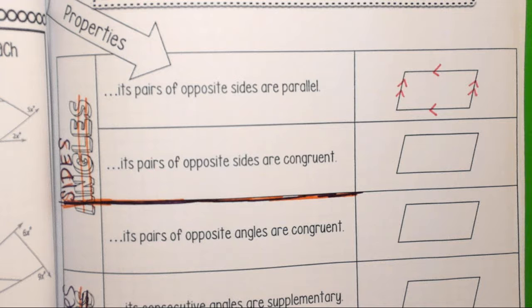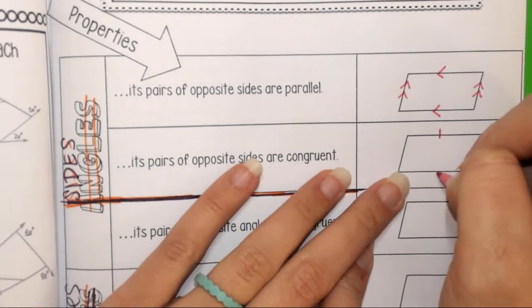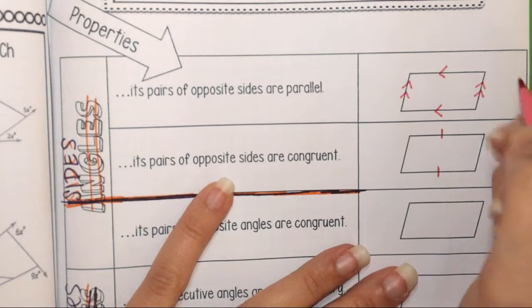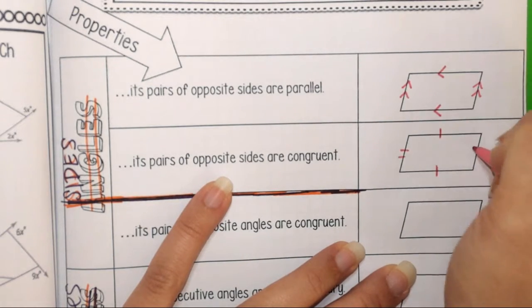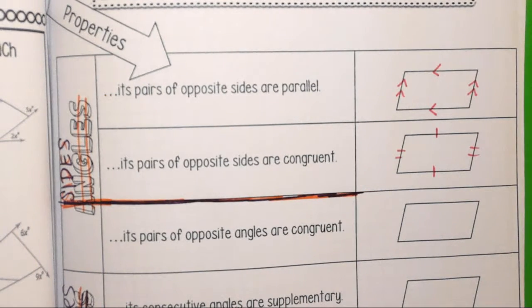And then it says that its pairs of opposite sides are what? And what do we use to mark congruent? Little tickies. So we put 1 ticky there, and we put 2 tickies there, and boom, that's how you know that the sides are congruent.